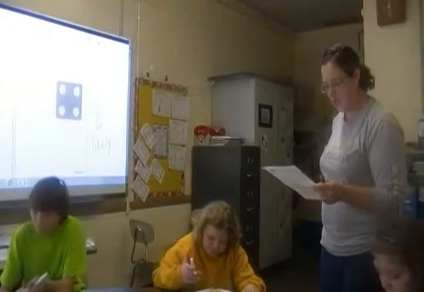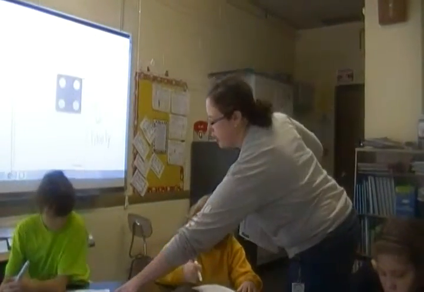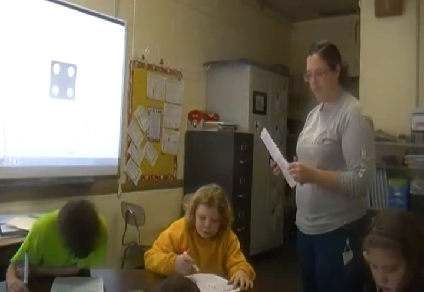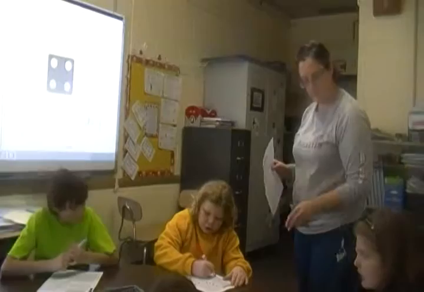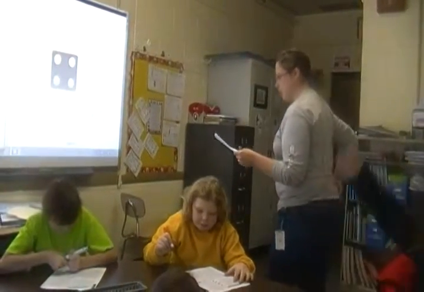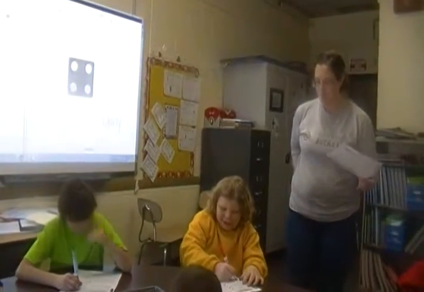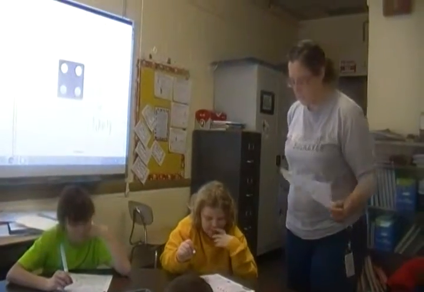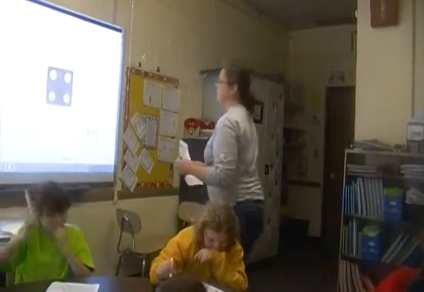Number 18, Xavier. How many inches did it rain in June? Sarah, worry about your paper. 3. Yep, 3. Rained 3 inches in June. Number 19, how many inches did it rain in July, Victoria? 2. Yep, yay! 2 inches in July. Hey, that's my birthday.